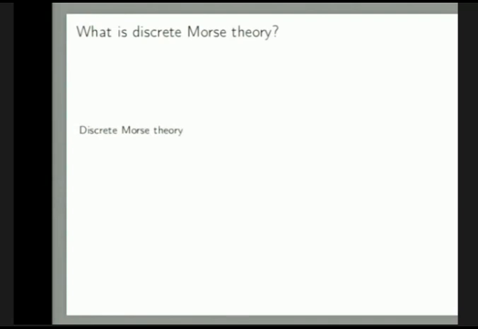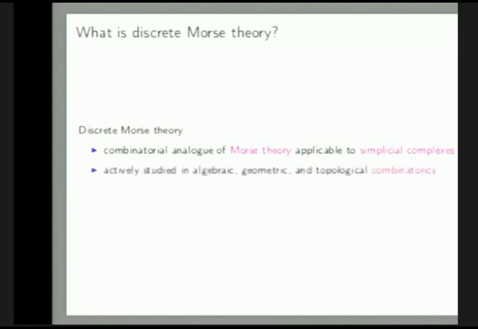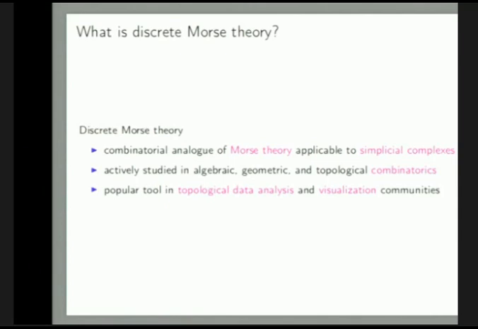Interestingly, there is a very good discrete analog of classical Morse theory. It's called discrete Morse theory, and it's applicable to cell complexes, but to regular cell complexes. For the purposes of this talk, we'll stick to only simplicial complexes. Discrete Morse theory is actively studied in algebraic, geometric, and topological combinatorics. So it's quite relevant in pure mathematics, whereas it's also a popular tool in topological data analysis and visualization communities. In Professor Natarajan's lab, you'll see a lot of work that was done, especially by Nitin, on discrete Morse theory in this applied context.